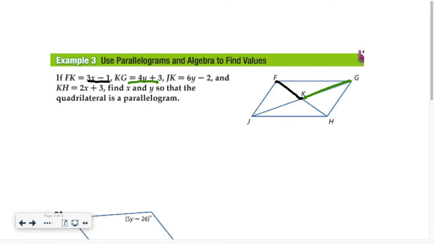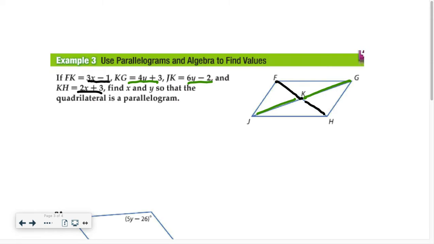KG here, JK is 6y minus 2. And KH is 2x plus 3. Okay, find x and y so that it is a parallelogram.